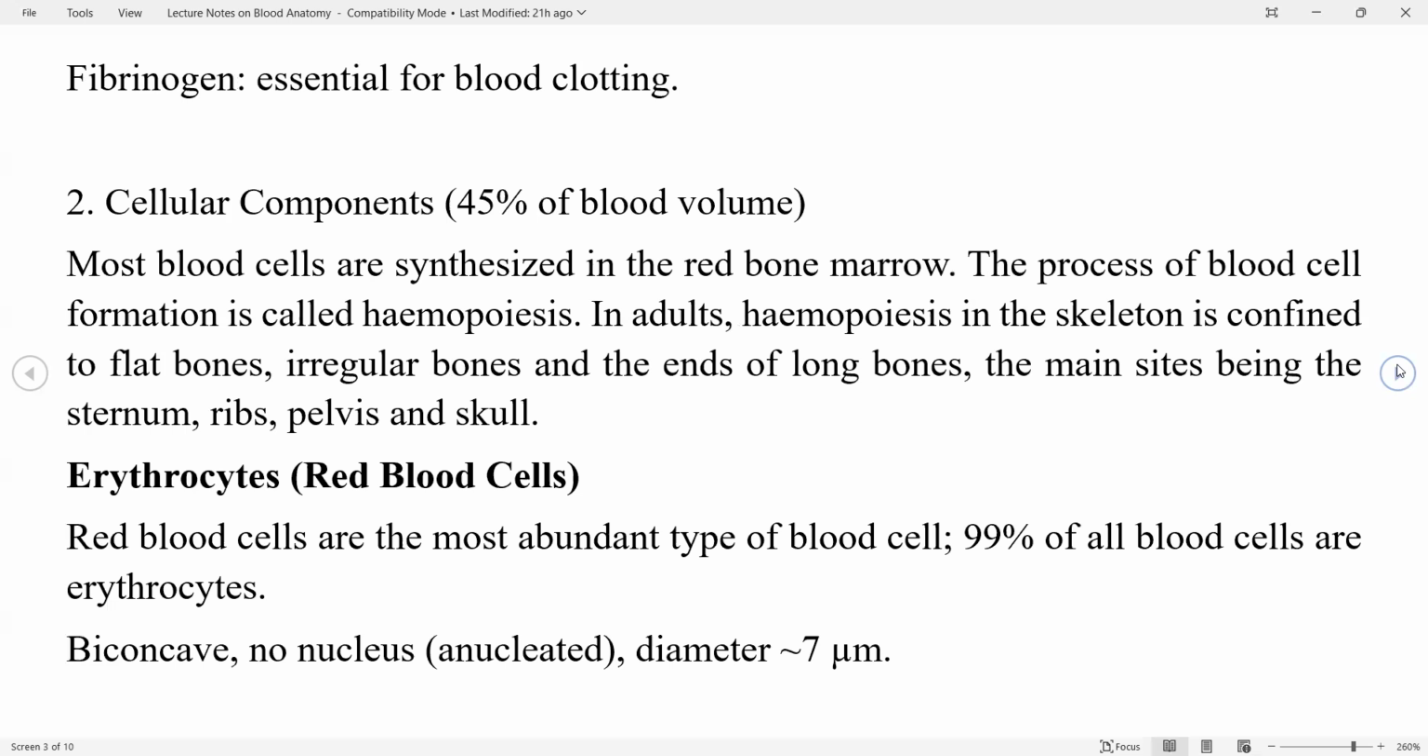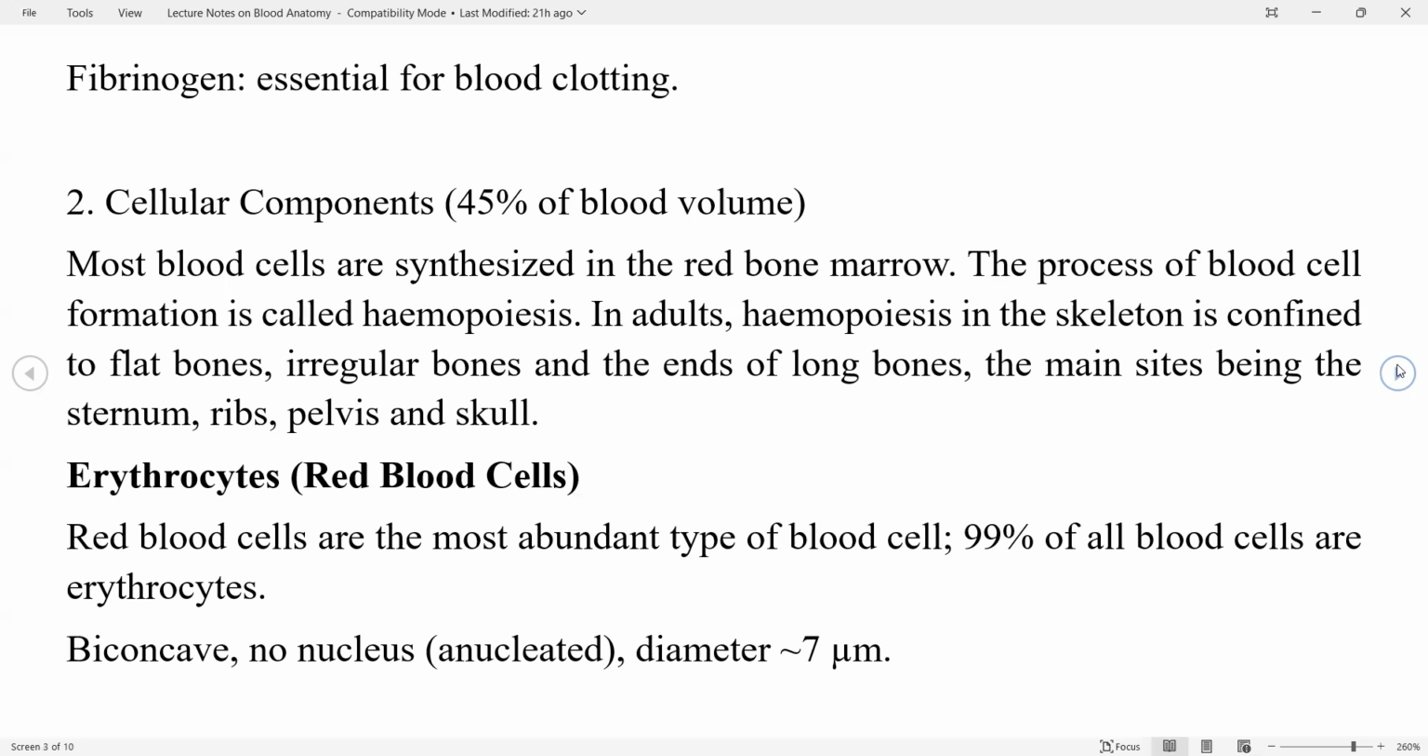So let's talk about the cellular component of the blood. We have talked about the fluid component of the blood, which is the plasma and its constituents, including proteins and some other things. The cellular component of the blood is about 45% of blood volume. And of course, you know that most blood cells are synthesized in the red bone marrow through the process called hemopoiesis. And in adults, hemopoiesis in the skeleton is confined to flat bones, irregular bones, and the end of long bones, the epiphysis.